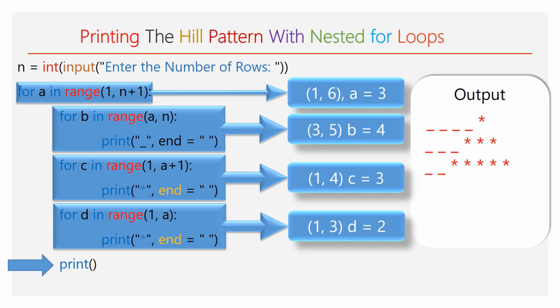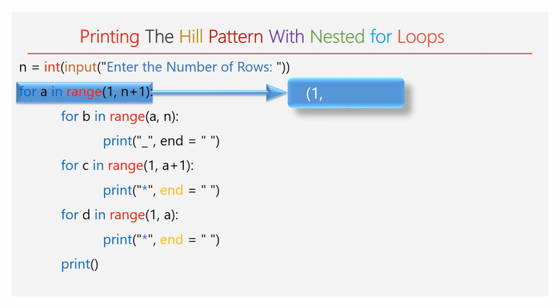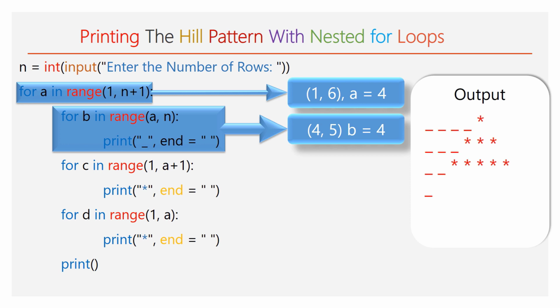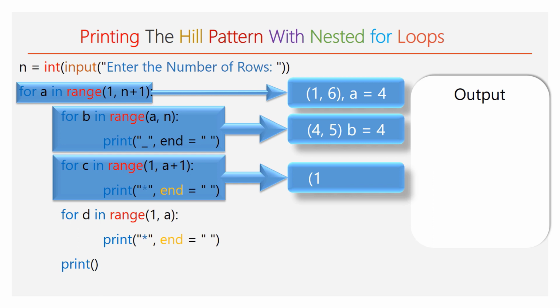Print function is executed. The cursor will move to fourth line. The value of a is incremented by 1. Now the value of a is 4. The range of b is 4 to 5. It will iterate only for one time. One space is added to the fourth line. The second inner for loop will have the range 1 to 5. It will iterate for 4 times. During each iteration, one star will be printed. Third iteration, 3 stars. Fourth iteration, 4 stars.